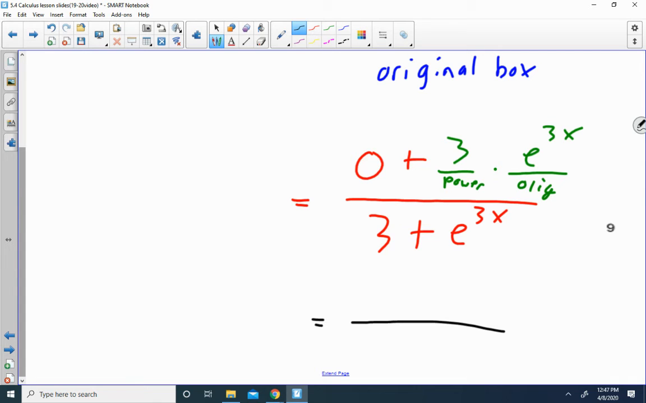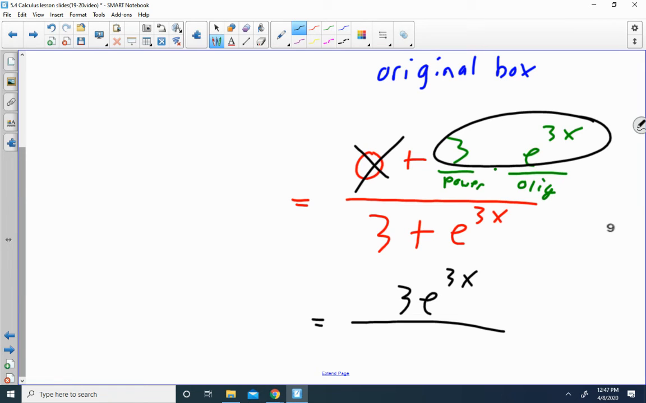Okay, let's simplify that from there. On top, you don't really need that 0, because 0 plus anything is just itself. So on top, you'll just do 3 times e to the 3x, and that's good. And then on bottom, you get this.